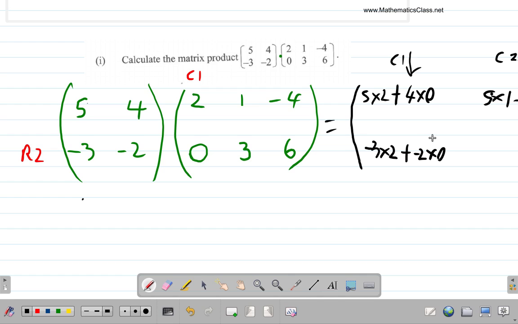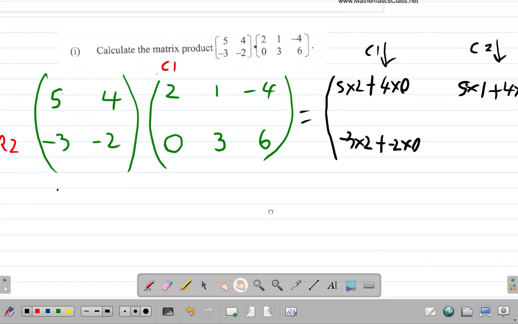You must pause the video at this point and finish this multiplication. Good. You paused the video and you finished. Let us continue.